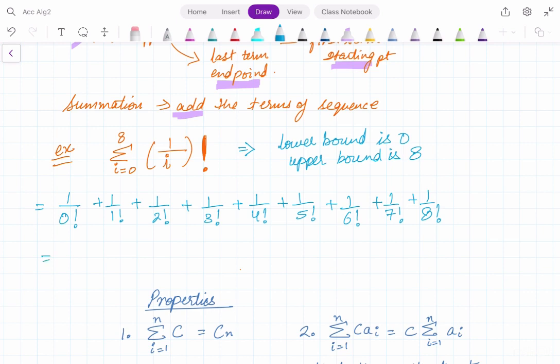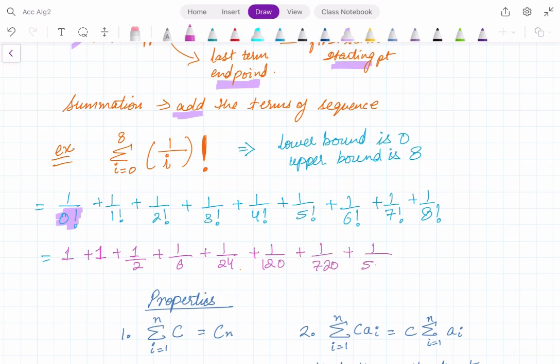Previously, I said try to cancel out the numerator and denominator when dealing with the factorial, but in this case, I cannot cancel out because the numerator is 1. But remember, 0 factorial is 1, so the first two terms will be 1 plus 1. And when you simplify all of these factorials, you will get fractions, something like this.